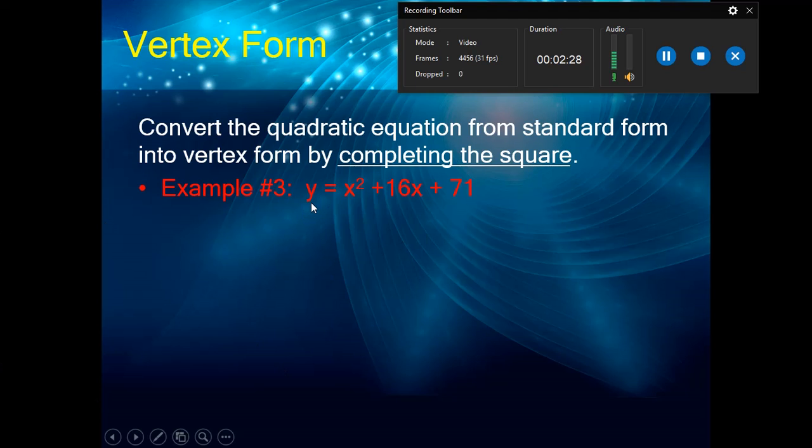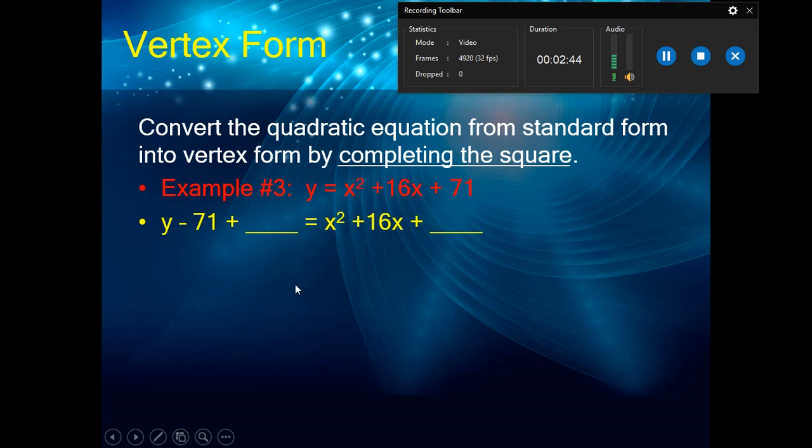Normally, we would see 0. We do not want to change this to a 0. We want to leave it as a y, so that when we're done, we'll still have a function that says y equals. So we're going to start by subtracting 71 from both sides to move that constant over.